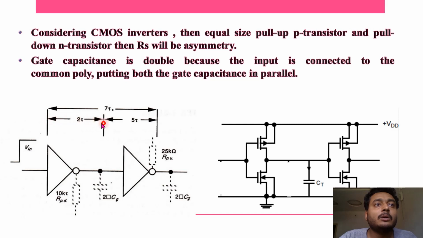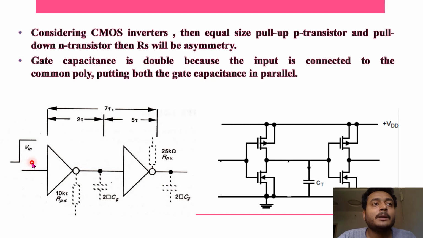This will be a 2 tau delay from here to here for this 0 to 1 transition, and this will be your 5 tau. So the total delay from here to here will be 7 tau, that is 2 plus 5. What happens if you change the transition here? Now I am taking a 1 to 0 transition here. In that case the 7 tau remains the same. The only thing is that these two will interchange.